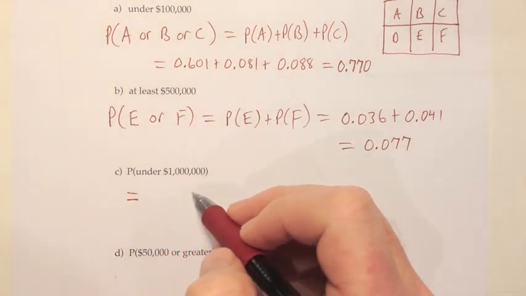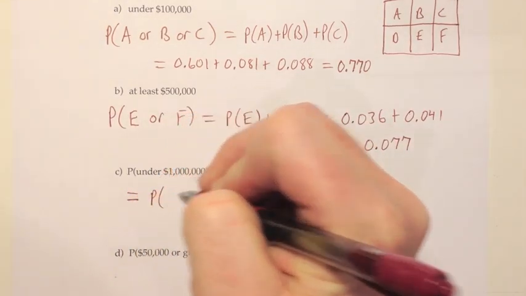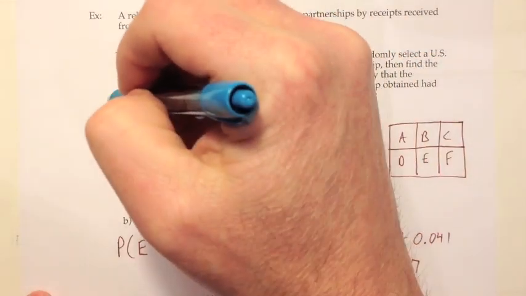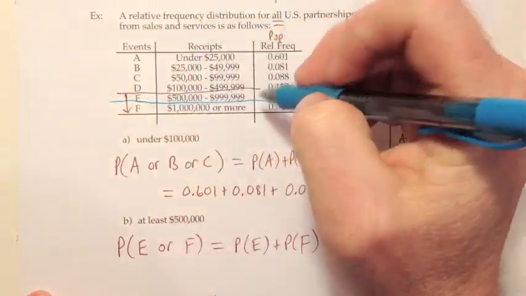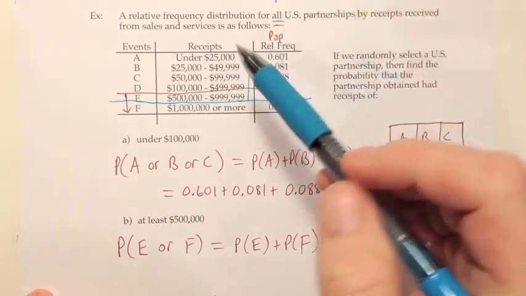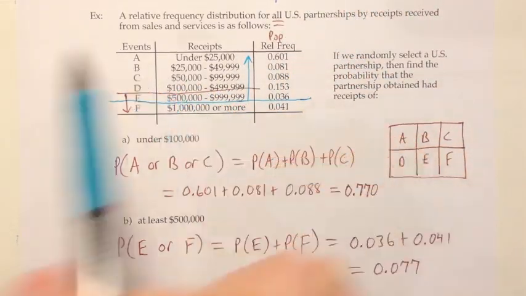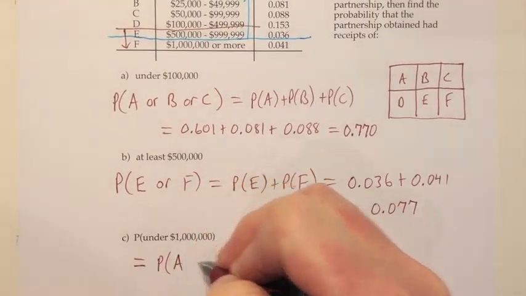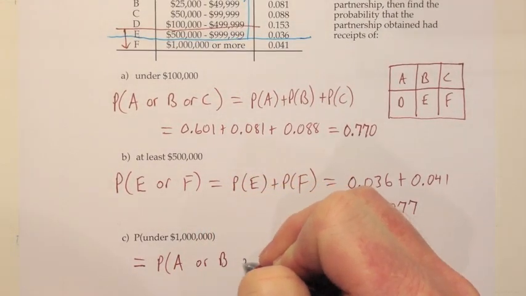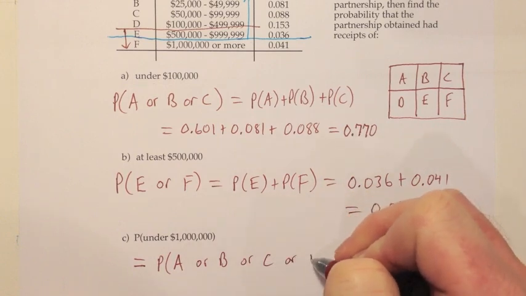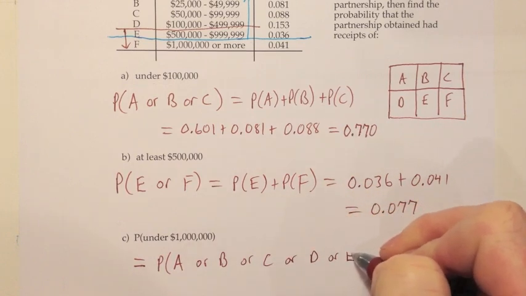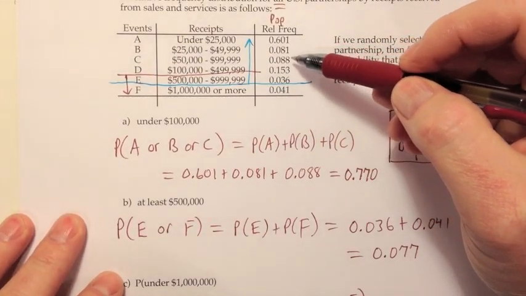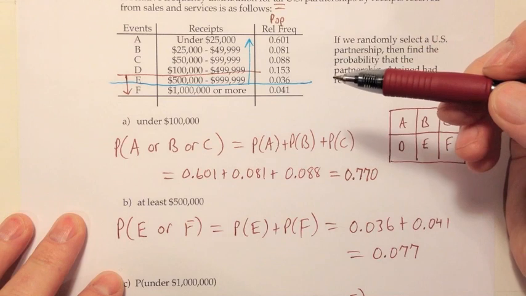The probability of under $1 million would be the probability of, and let's see, under $1 million would be $1 million or less. So that would be going this way. Event-wise, that's A, B, C, D, and E. And I'll list that out. It's A or B or C or D or E. And there would be nothing wrong with going ahead and adding those probabilities together, this plus this plus this plus this plus that, and that would be your answer.